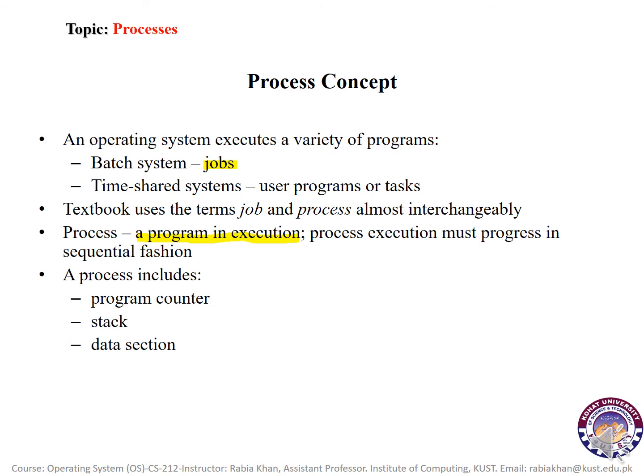So a process execution needs to be progressed in sequential fashion. That means your process consists of different instructions and those instructions are executed in sequential fashion, one after another. Similarly, your computer has multiple processes at the same time being stored in RAM. So the processes that are stored in RAM are stored one after another and their execution is also ensured sequentially.